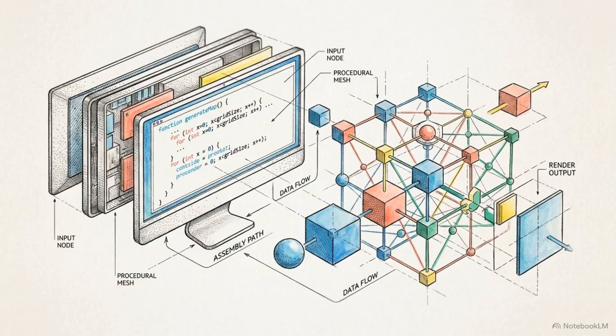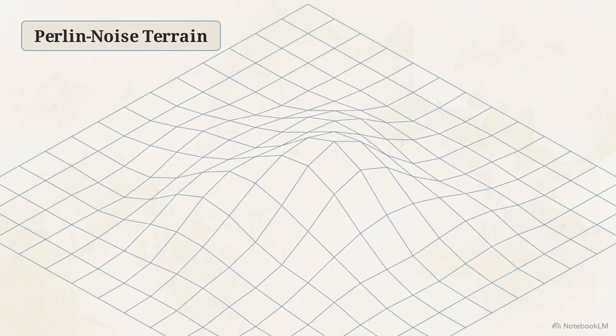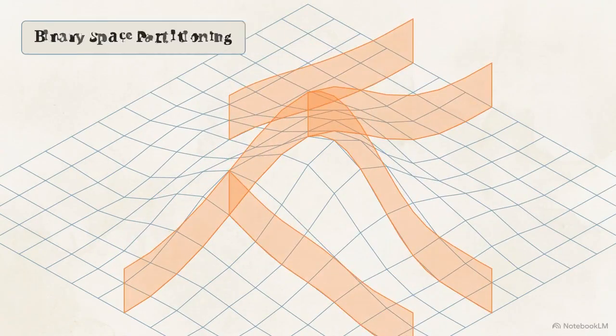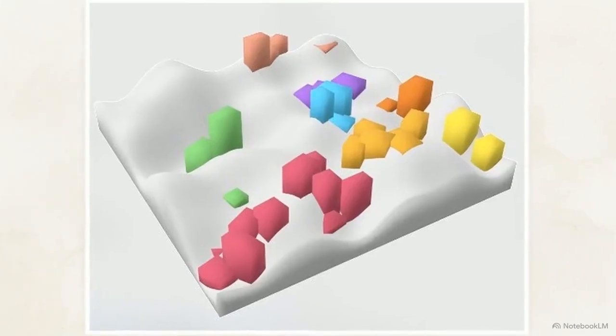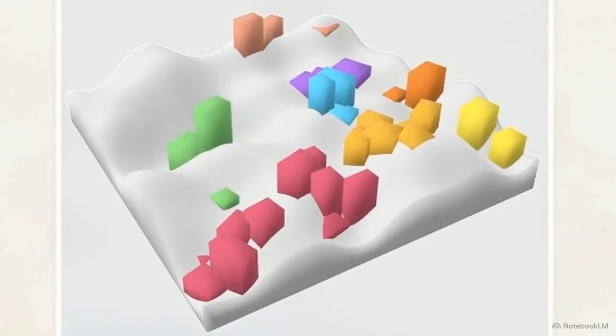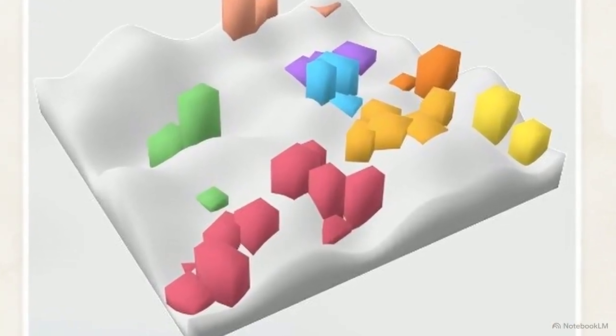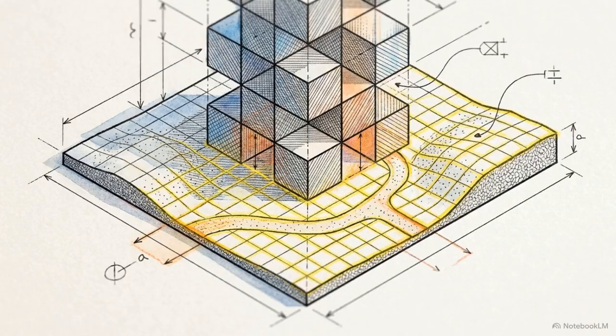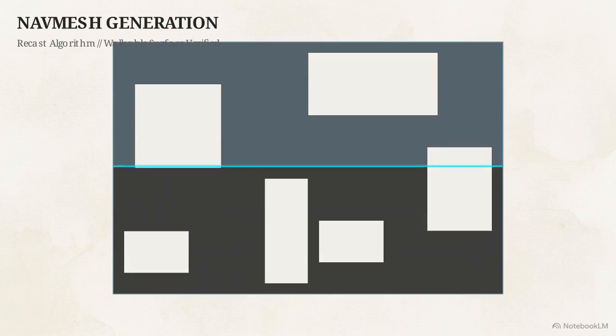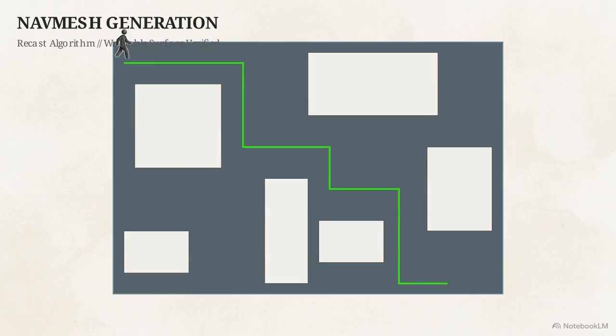Those parameters feed a procedural generation algorithm. It applies Perlin noise to generate terrain, computes boundaries using binary space partitioning, and drops in placeholder bounding boxes. This raw, rule-based geometry forms what is called the blockout. It serves as a strict physical scaffold for the scene. From this blockout, WorldGen extracts a Navmesh. Using algorithms like Recast, it calculates the exterior surfaces and guarantees a continuous, mathematically verified walkable path through the environment.